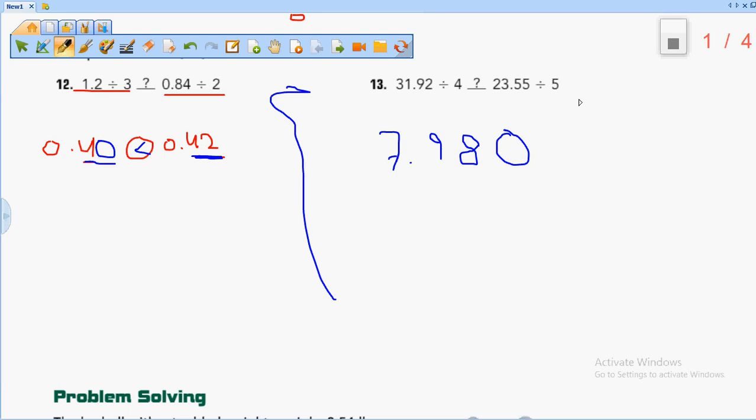And 23 divided by 5, the closest number is 4, right? So the answer here, 23 divided by 5, is 4.7100. So two digits, one whole number, decimal point, the same number of digits, so I can compare between them easily. 7.98 is greater than 4.71.